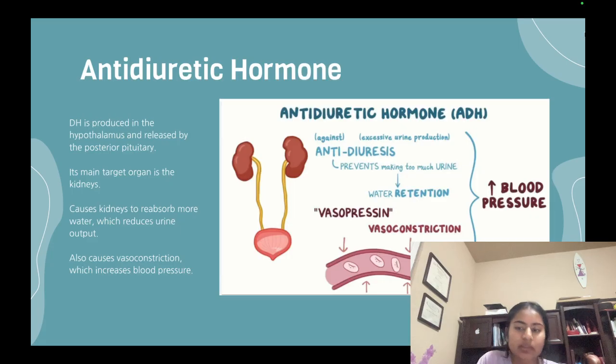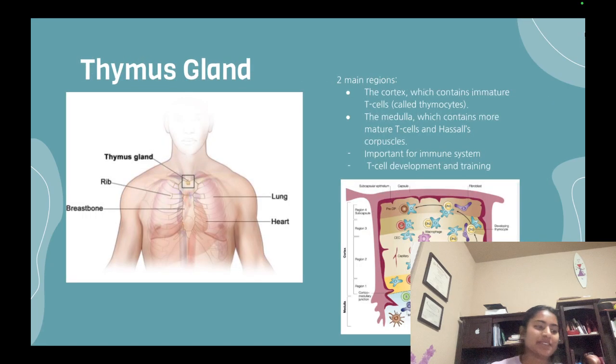Okay, so we're going to talk a little bit more about some of the glands involved in the endocrine system now. So we'll talk about the thymus. The thymus is a primary lymphoid organ. It's located in the upper chest, right here. It's just behind the sternum and in front of the heart. It's most active and largest in infancy and childhood, and it gradually gets smaller after puberty.